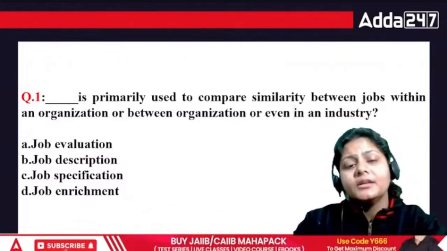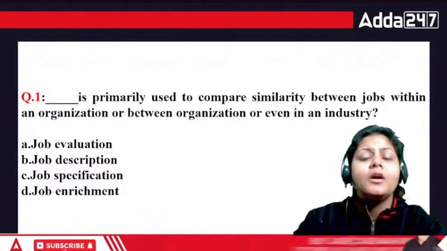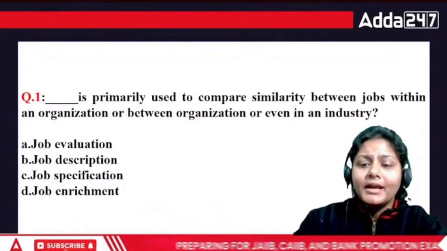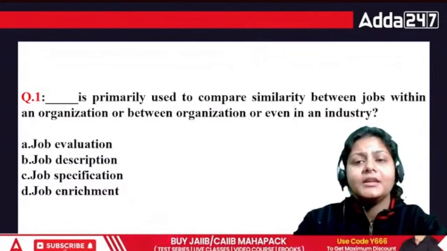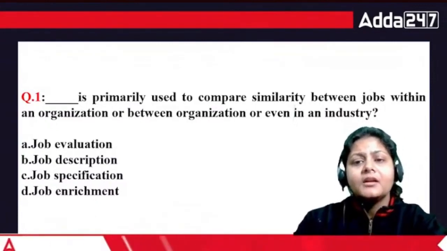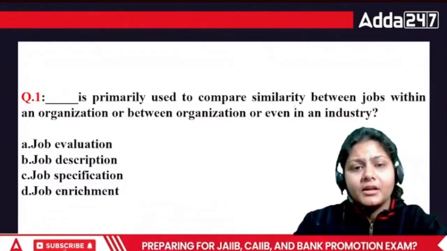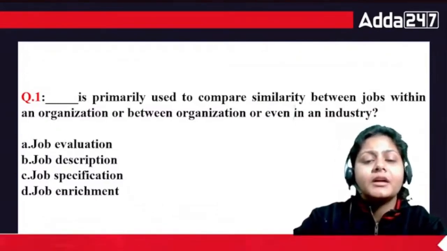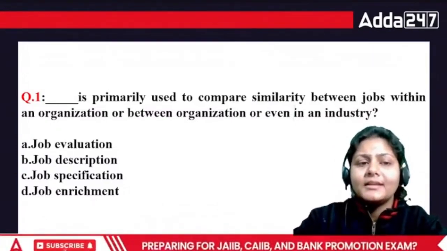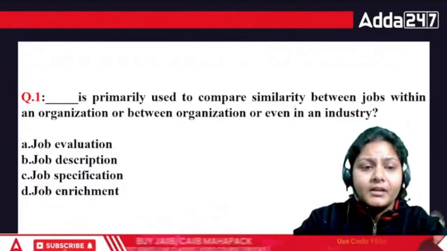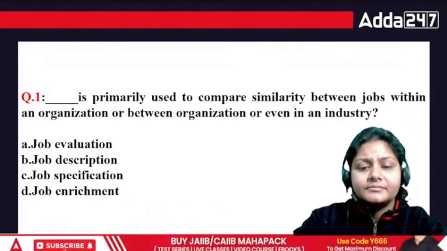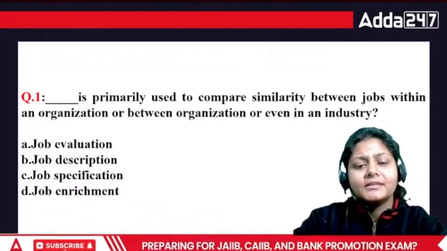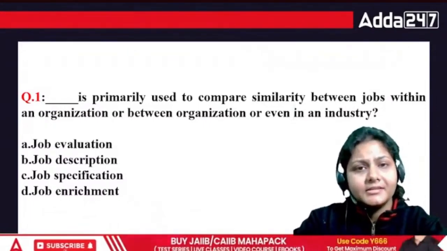Now what is job enrichment? Job enrichment is all about the vertical loading of the job. Vertical loading means you are getting more and more job, but again you will be getting skill variety, autonomy, and feedback. So that is vertical loading of the job. Job enlargement is the horizontal loading and job enrichment is the vertical loading. So the right answer here is E.